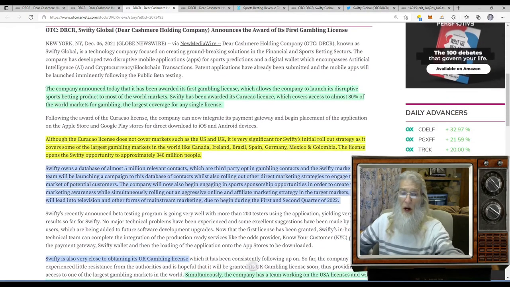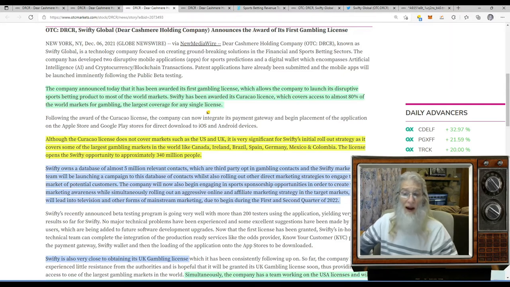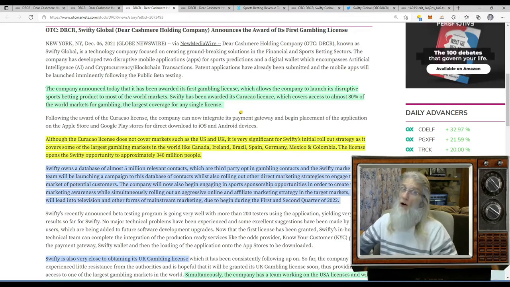So we read here, the company announced today it has been awarded its first gambling license, first of many, which allows the company to launch its disruptive sports betting product to most of the world's markets. Swifty's been awarded its Caraco license, which covers access to almost 80% of the world's markets for gambling, the largest coverage for any single license. Well, for our first license, you want it to be the biggest, and that's real important here.